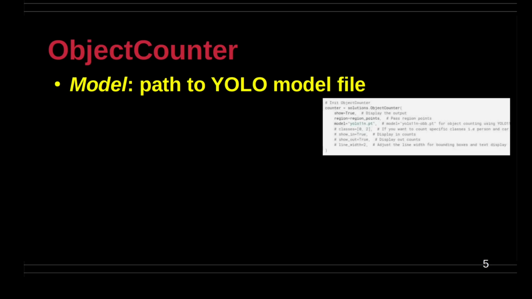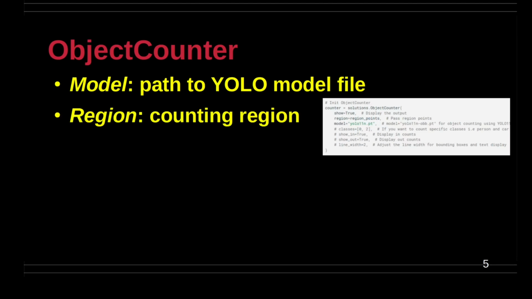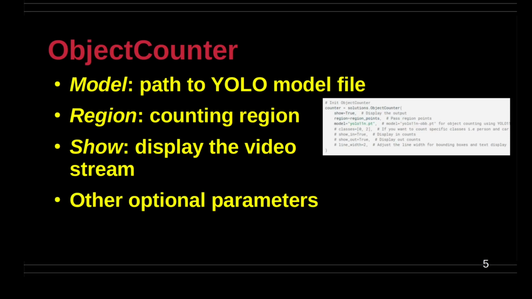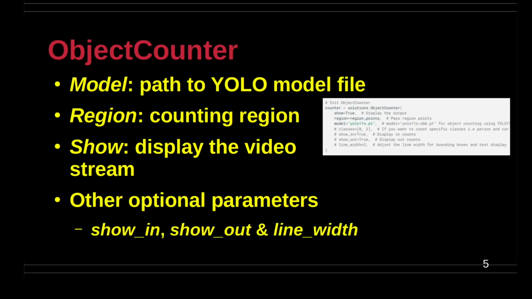The key entity for counting objects is object counter. The key fields are model, which is the path to the model file, region, a list of points defining the counting region of interest, show, a Boolean flag to control the display of the video stream. Some of the other parameters are show in, a Boolean flag to display the counts of objects entering the region, show out, Boolean flag to display the counts of objects leaving the region, line width, line thickness for the bounding boxes.